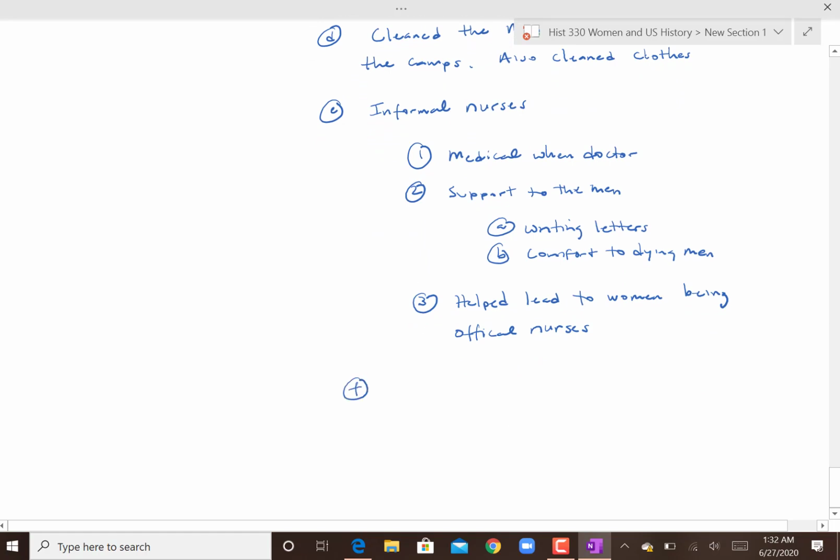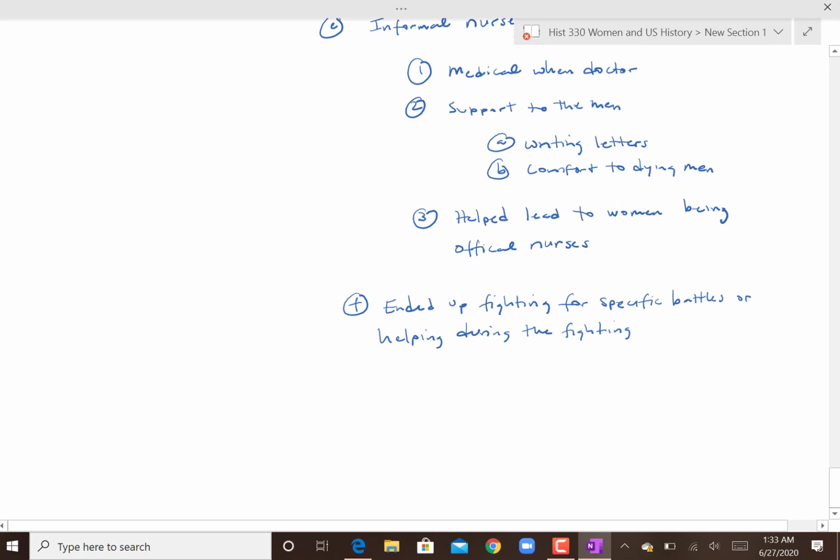And then some women ended up fighting for specific battles. Or I should also say, I suppose, helping out during the battles, or helping during the fighting. You had one woman, Molly Pitcher, as she ended up being called, who would go around during the battles.